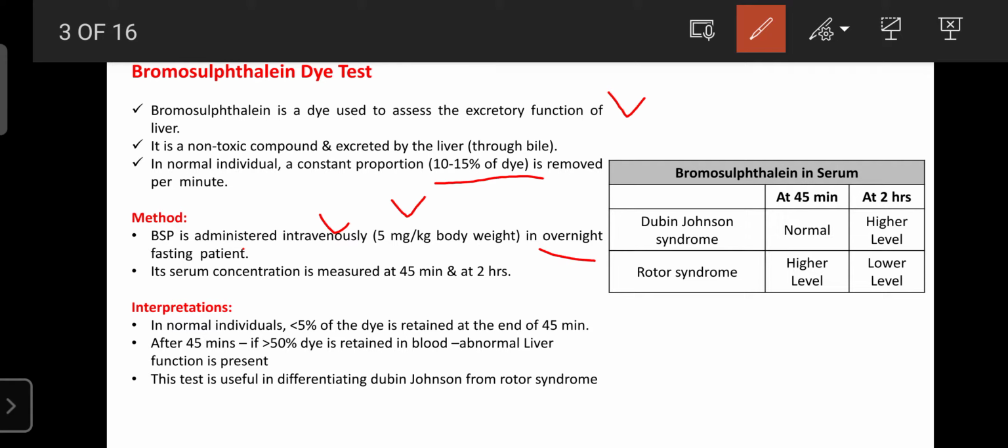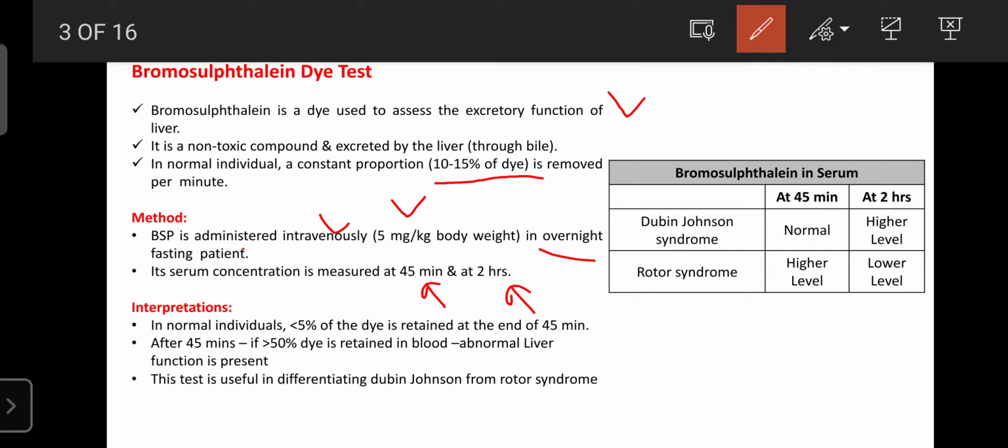So in the early morning they visit the lab. In the lab, the physician administers the BSP on the basis of the body weight of the patient, that is 5 mg per kg. After administration, they monitor the plasma or serum concentrations of the bromosulfophthalein at 45 minutes and 2 hours. After 45 minutes, they collect the blood and monitor it with the help of a colorimeter.